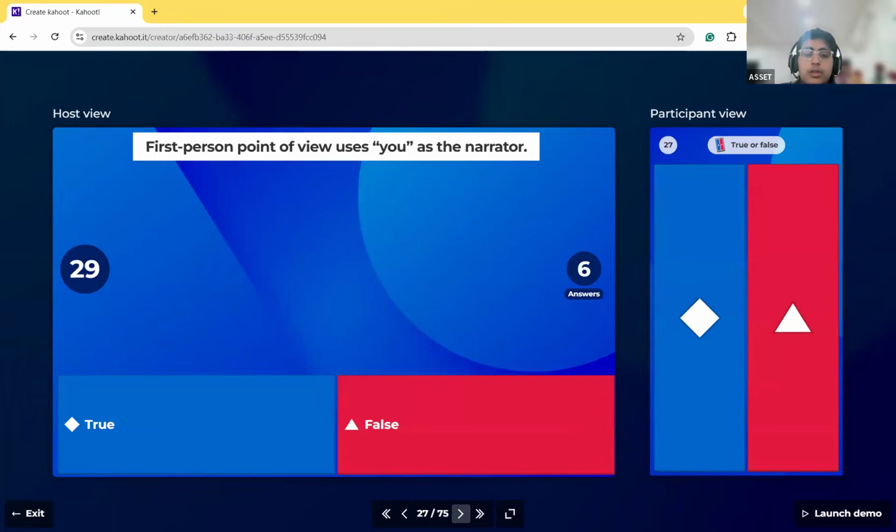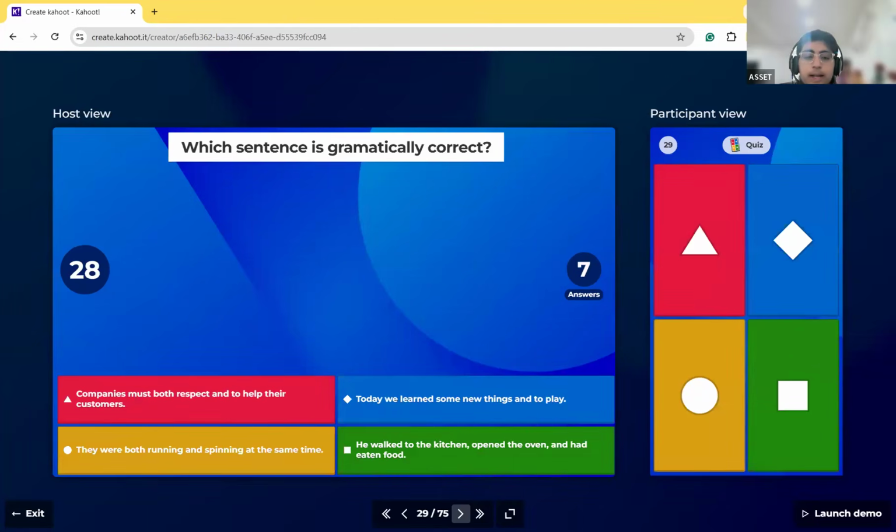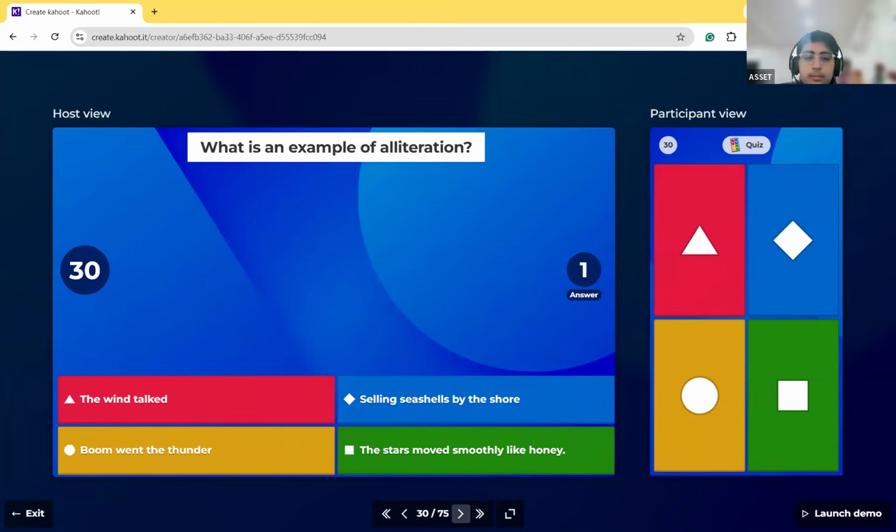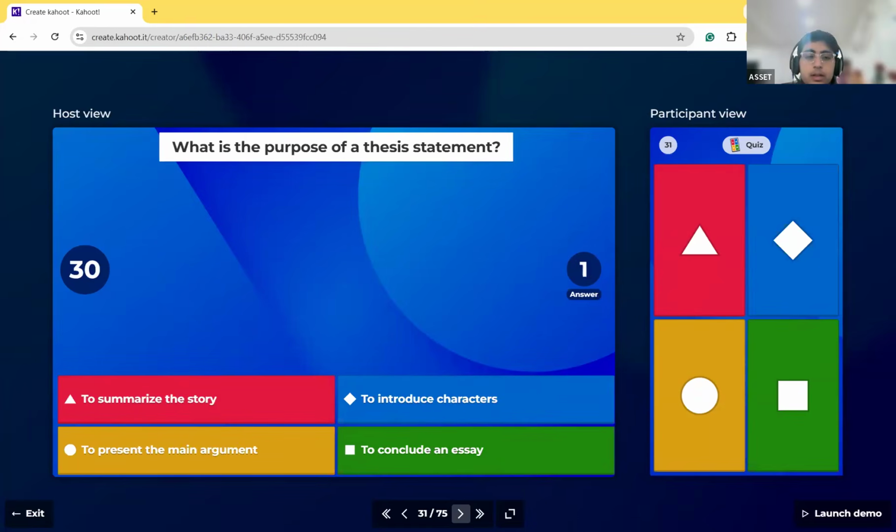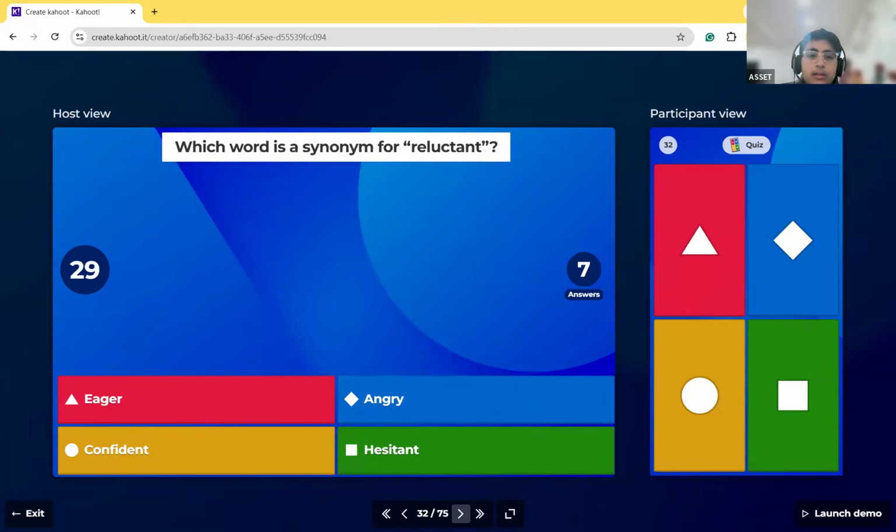First person point of view uses you as the narrator. Conflict is a struggle between opposing forces in a story. Which sentence is grammatically correct? What is an example of alliteration? What is the purpose of a thesis statement? Which word is a synonym for reluctant?